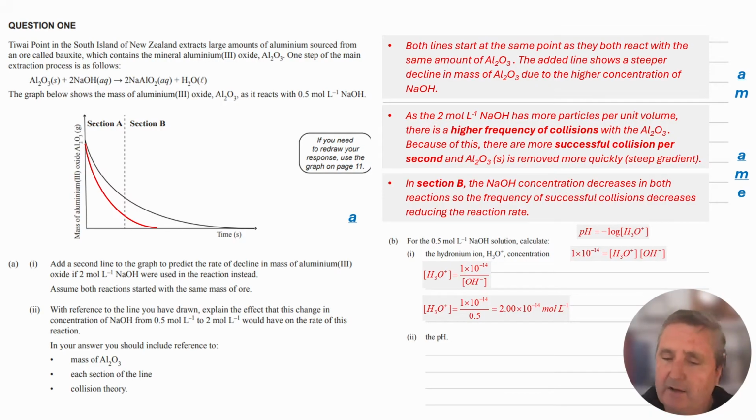Now let's actually calculate this pH. We're going to put it into our calculator, press the minus and the log button, then place this number in and press execute. And the answer you get is 13.7.